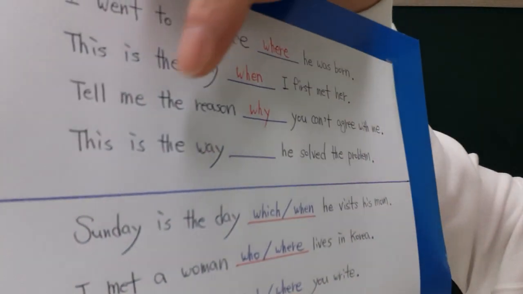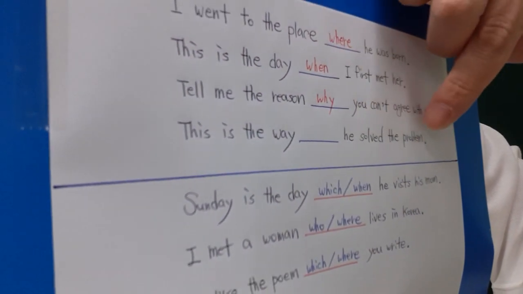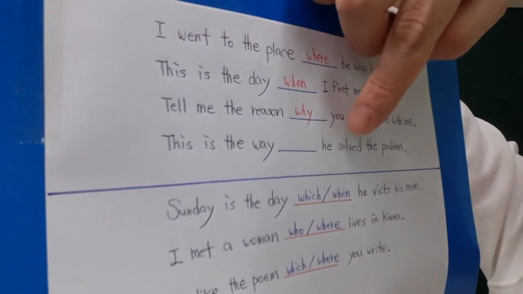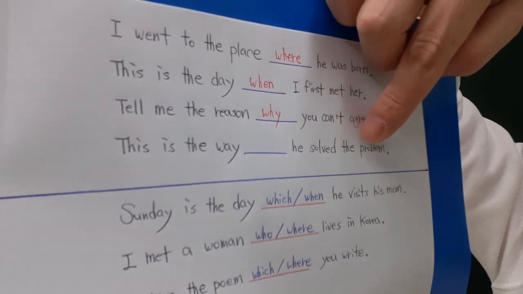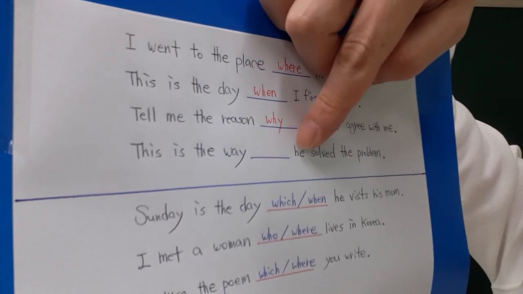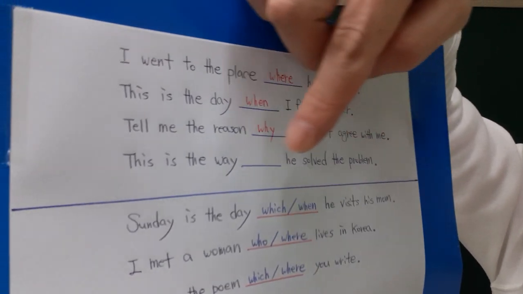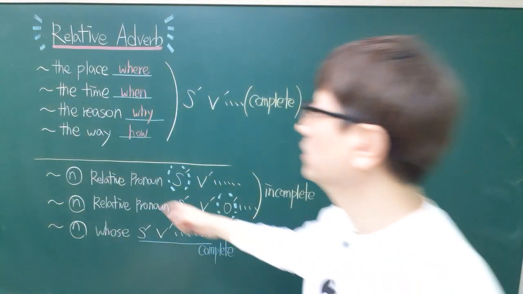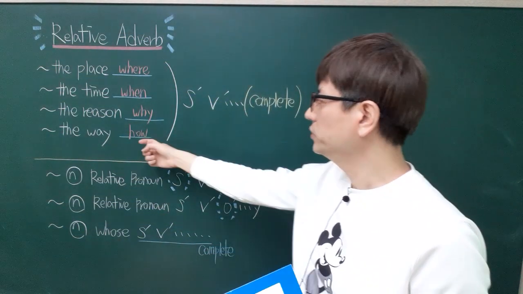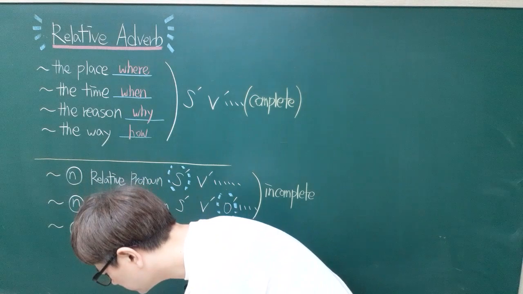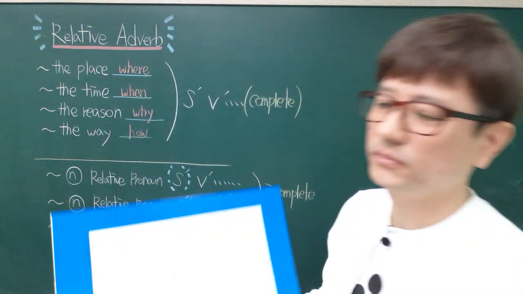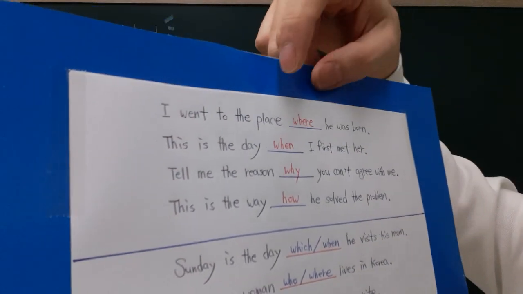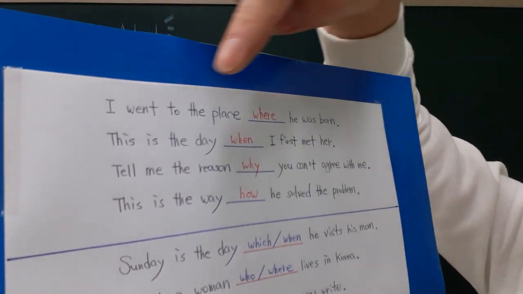And the last one, this is the way blank he solved the problem. The way he solved the problem: he is the subject, solved is the verb, and problem is the object. So subject, verb, object, complete sentence. Way, complete sentence, then we should have how. So we solved these problems.